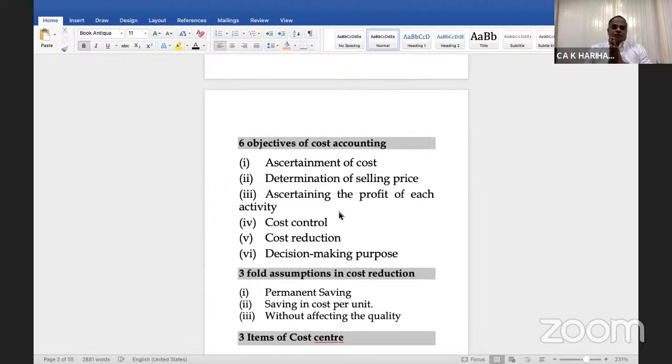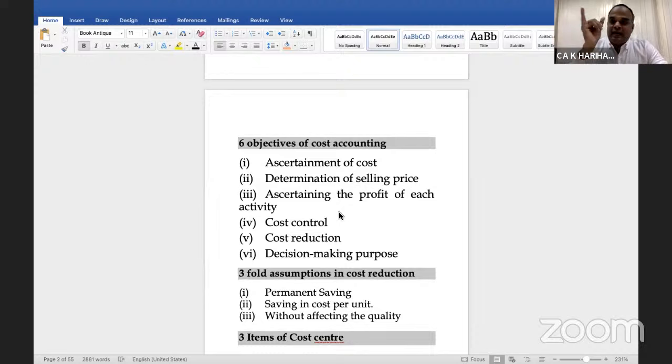The first one is what? Objectives of costing. In examination, they will ask objectives of costing. But I have coined, for your better understanding, 6 objectives of costing. What all the 6 objectives are there? Why we need costing is called objectives of costing. That is called 6 objectives.